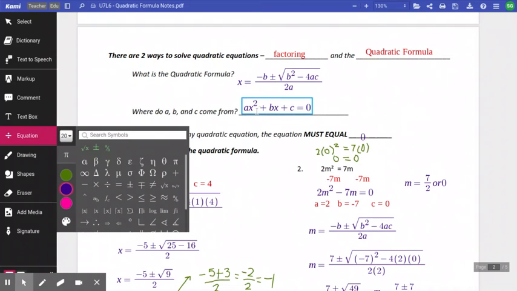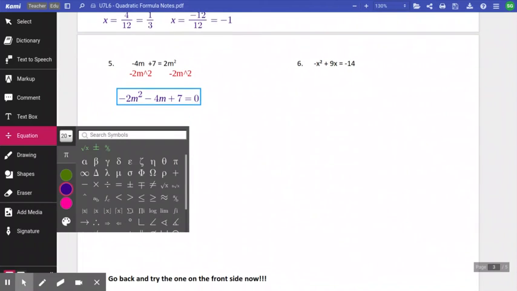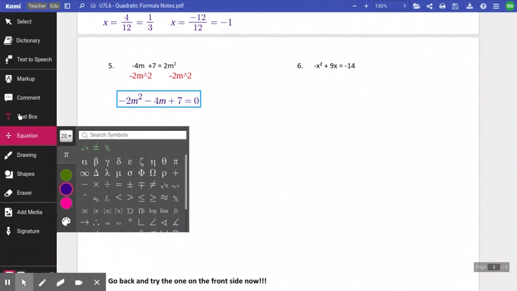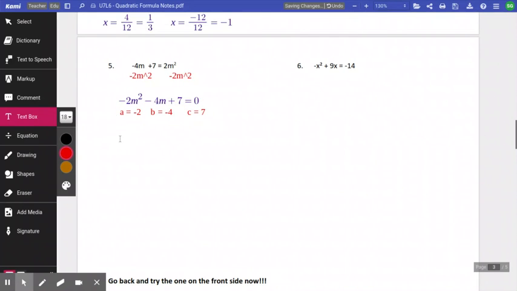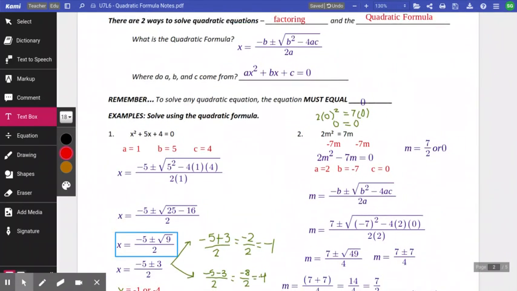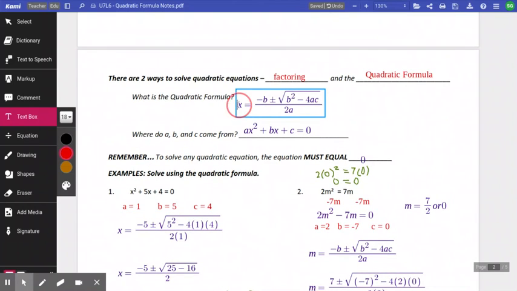Remember, all the way back here, we said usually you see the x squared first, then the x, then the number. That's the order we follow. So here I'm just keeping it in that order. Once we've done that, I can see that a is the number negative 2, b is the number negative 4, and c is the number 7. Once I've done all of that, I can use my quadratic formula.